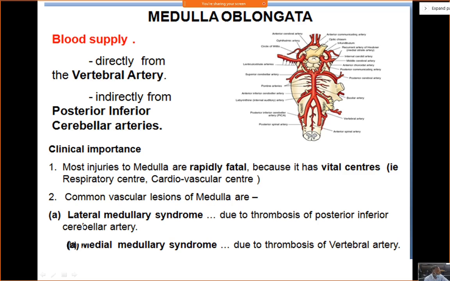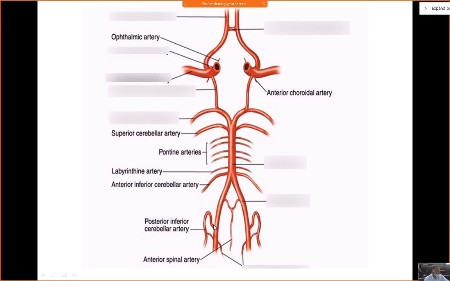And it is also supplied by the posterior inferior cerebellar artery. This is our posterior inferior cerebellar artery. This is the dorsal, ventral aspect of the medulla. From the ventral aspect it goes dorsally and supplies the inferior surface of the cerebellum. So this is the posterior inferior cerebellar artery. It is supplying the medulla oblongata. From here some branches will arise. It supplies the medulla as well as the inferior surface of the cerebellum.